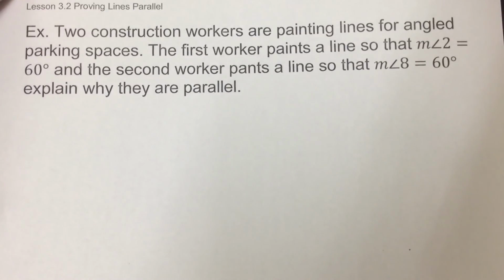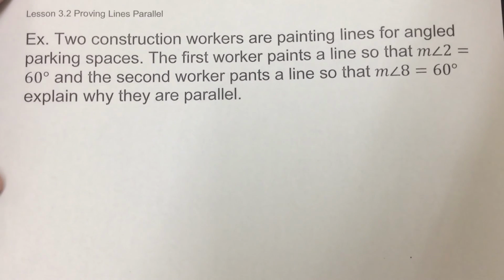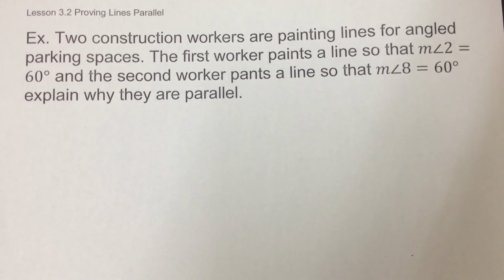Now, lastly here, we have 2 construction workers painting lines for angled parking spaces. The first worker paints a line so that the measure of angle 2 equals 60 degrees, and the second worker paints a line so that the measure of angle 8 is 60 degrees. Explain why they're going to be parallel.